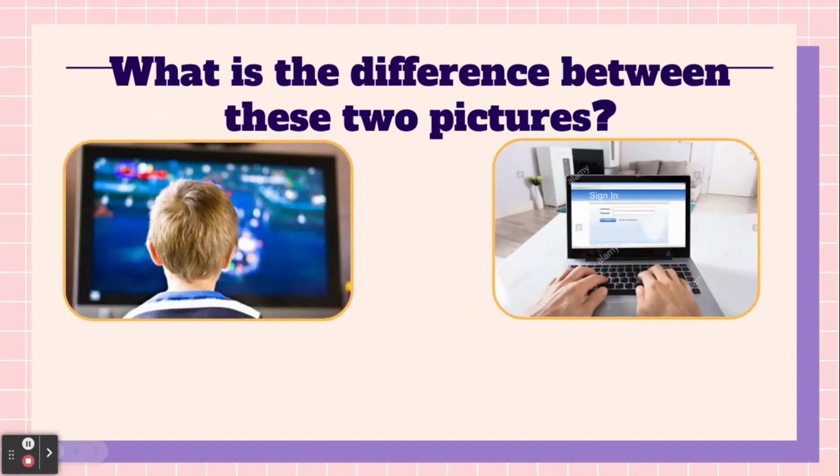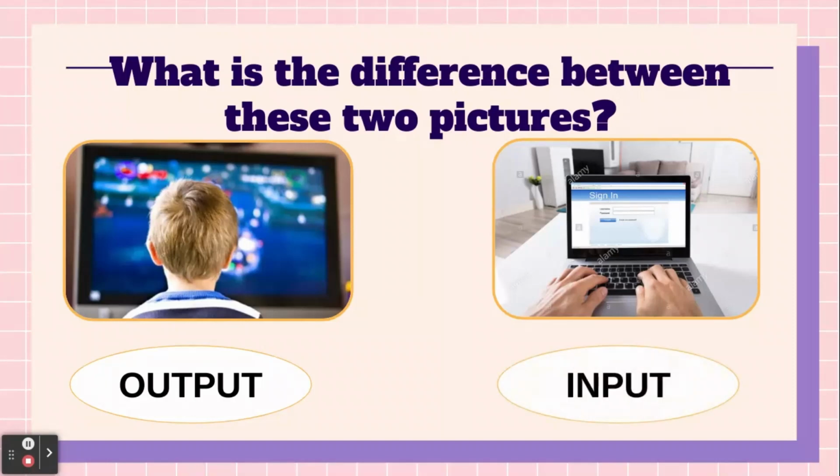So before we jump into looking at how we use the input statements, let's start off with the difference between input and output. Over here you have two pictures, and there are two different activities being performed. If you observe the first picture, the boy is watching something, so that means he is receiving some information from a device. So we consider this an output. On the other hand, in the second picture, we have a person signing in to an application, which means he's giving some information back into an application, and this is known as input.